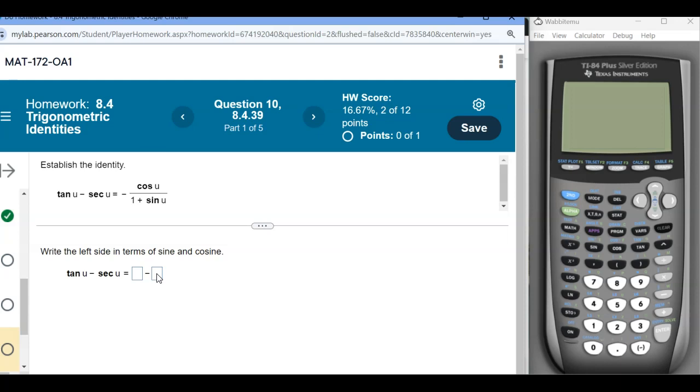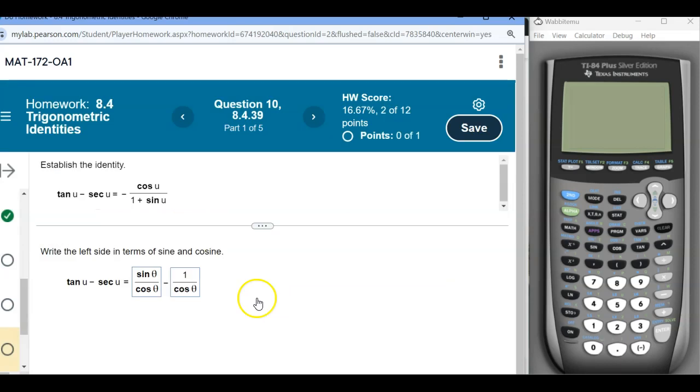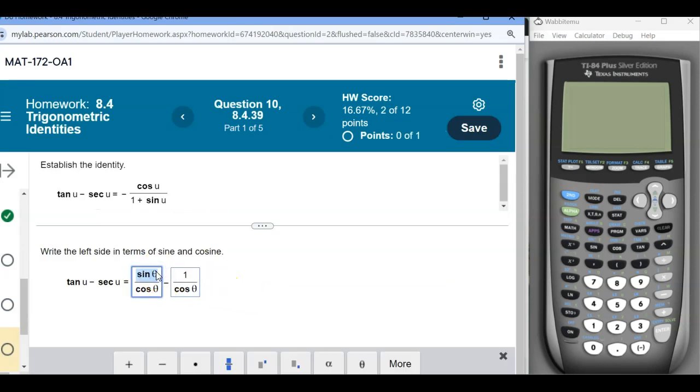You're being asked to take tangent, write it in terms of sine and cosine. Take secant and turn it in terms of sine and cosine. So tangent is sine divided by cosine, and secant is the reciprocal of cosine, which means it's 1 divided by cosine. So once we get that part, make sure you use the variable here, which is u, not theta.